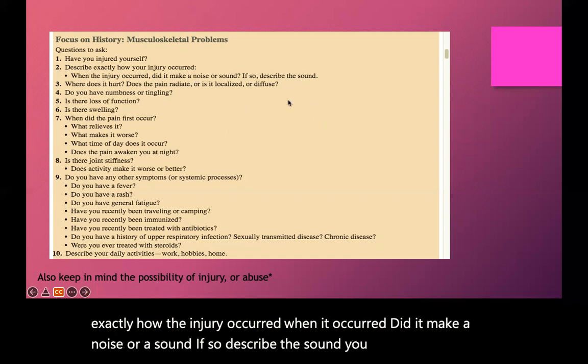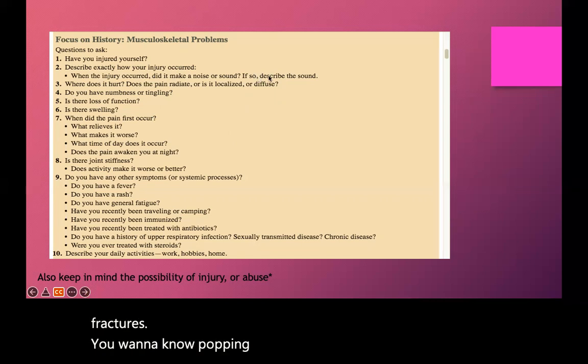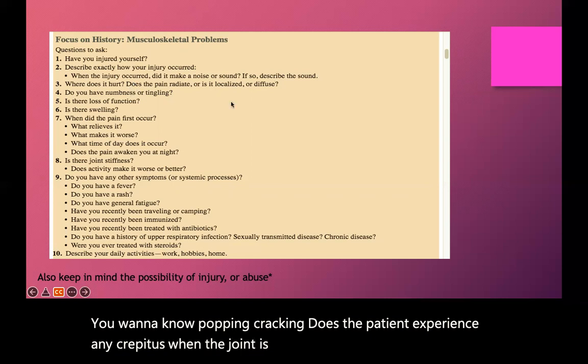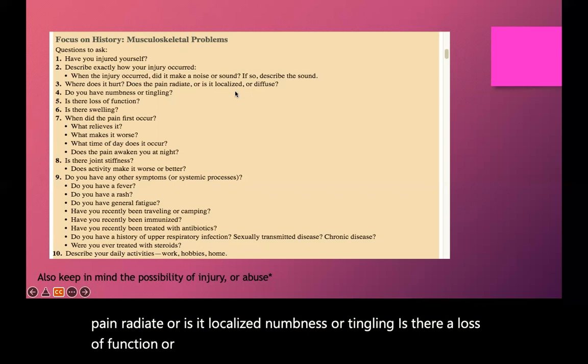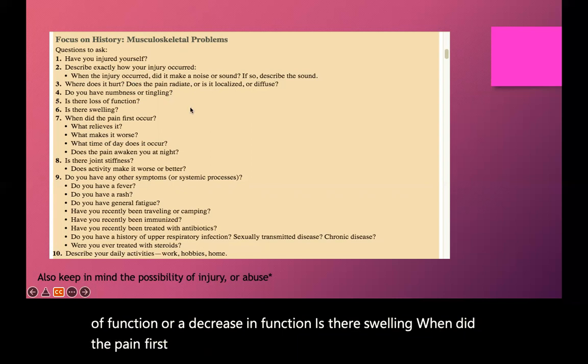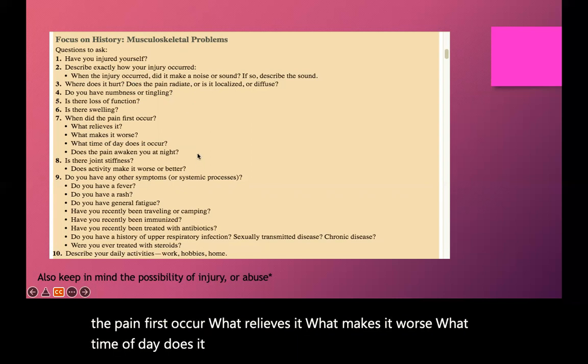Breaks, fractures. We want to know popping, cracking. Does the patient experience any crepitus when the joint is moved? Where does it hurt? Does the pain radiate or is it localized? Numbness or tingling? Is there a loss of function or a decrease in function? Is there swelling? When did the pain first occur? What relieves it? What makes it worse? What time of day does it occur? Does the pain awaken the patient at night?